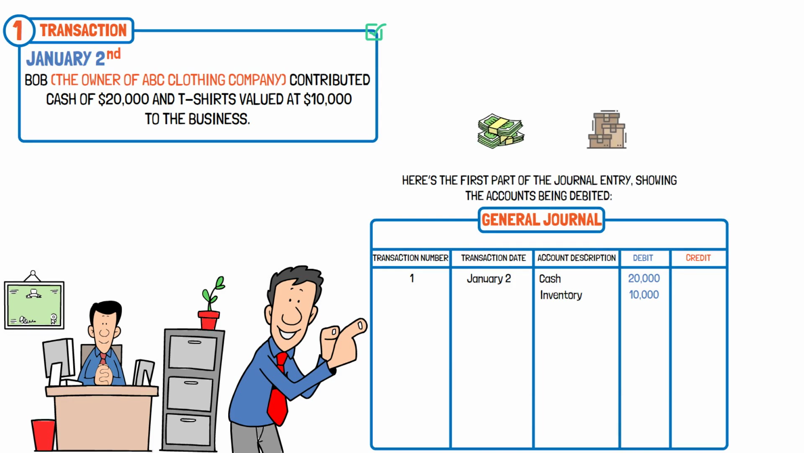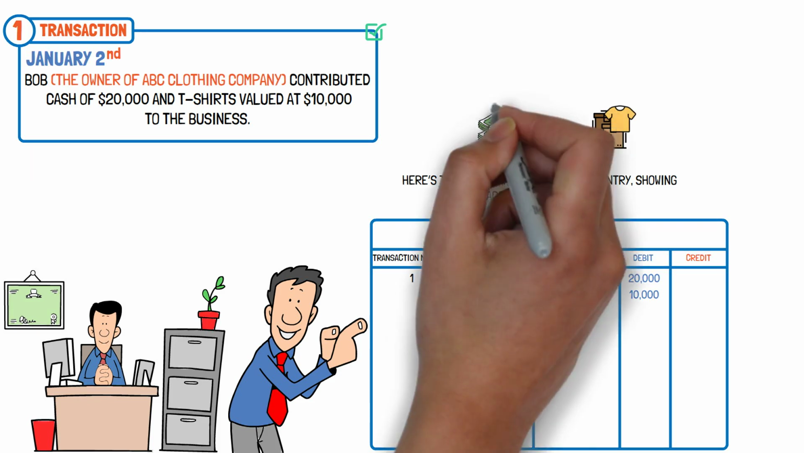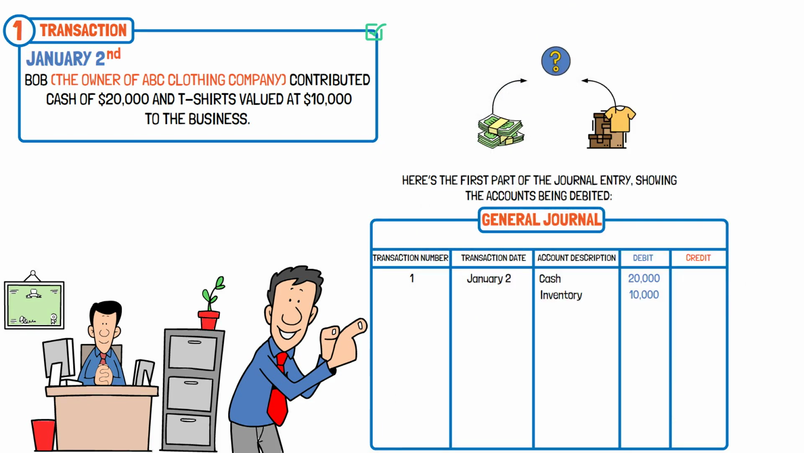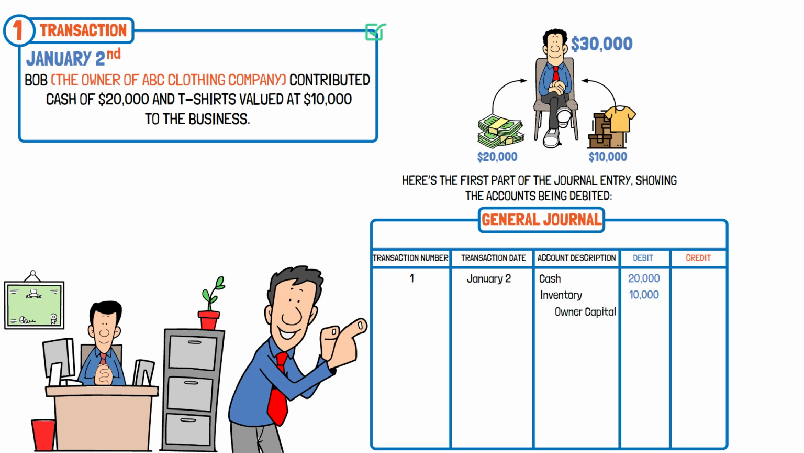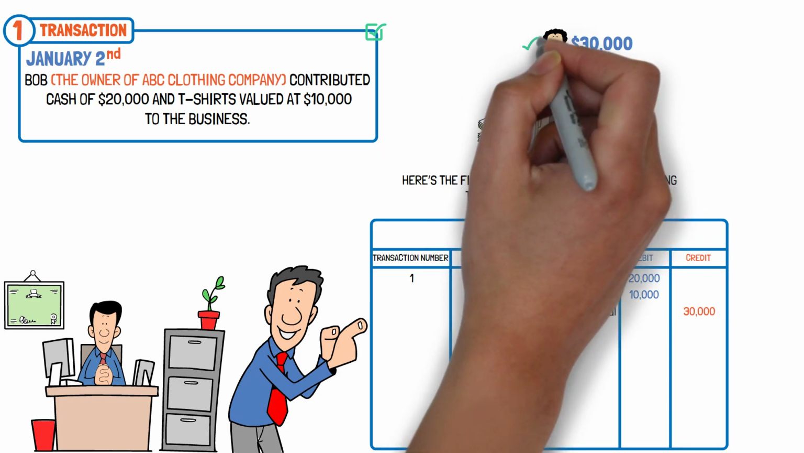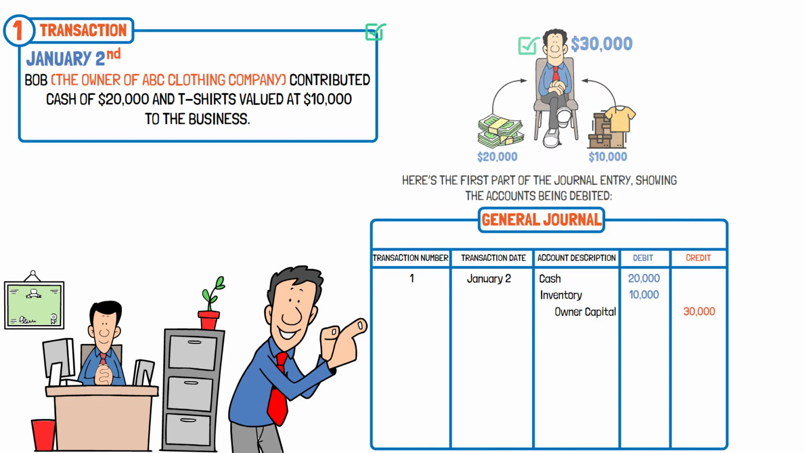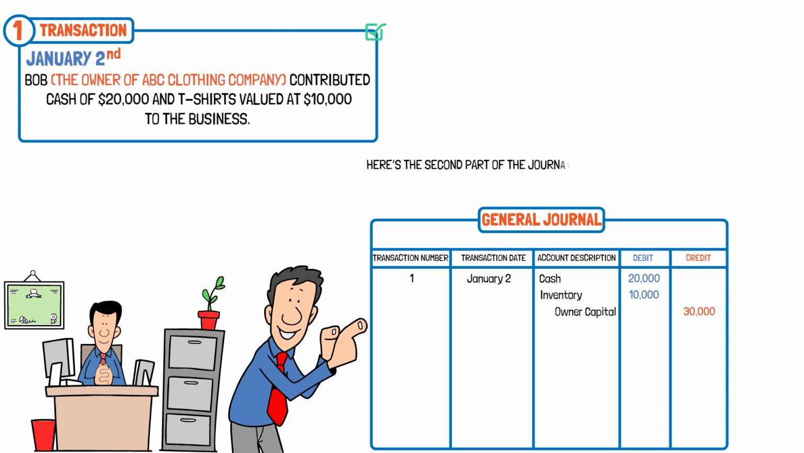The last part is to account for the source of the resources. Who or what is funding the cash and inventory contributed to the business? In this case, Bob, the owner, is providing the total contribution of $30,000. Since Bob contributed $20,000 in cash and $10,000 in inventory, the owner capital account will be credited for the total amount of $30,000. Crediting this account reflects the owner's investment in the business. Here's the second part of the journal entry, showing the credited account. Note that the account description is indented to distinguish it from the debited accounts.